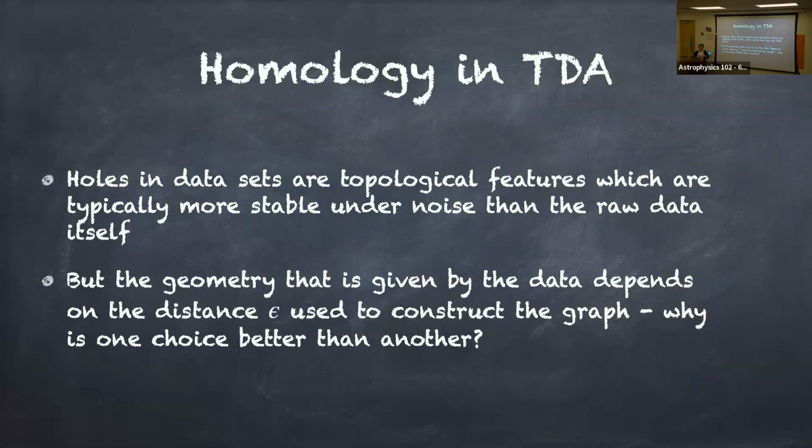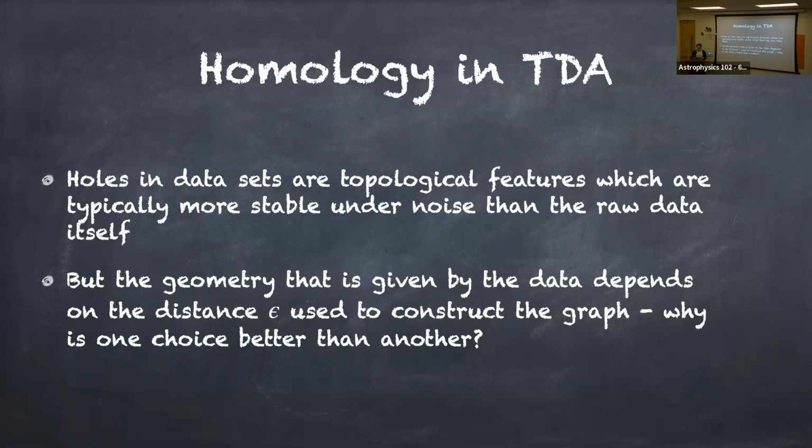But, as I alluded to slightly earlier, the geometry that we're given by this data does depend on the distance that we use to construct the graph. So it depends on that epsilon value that we use when we're constructing the graph. And I said before, this choice is up to you. But how do you pick this choice? There's no a priori reason why one choice is better than another. And for that reason, what we end up actually being more interested in than the specific holes themselves is what's known as consistent holes.